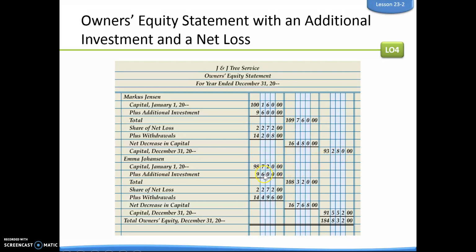And the same thing happens for Emma. She had an additional investment, but she had a net loss and her withdrawals for a net decrease. So we have two capital accounts here, and those two are added together for the total owner's equity.